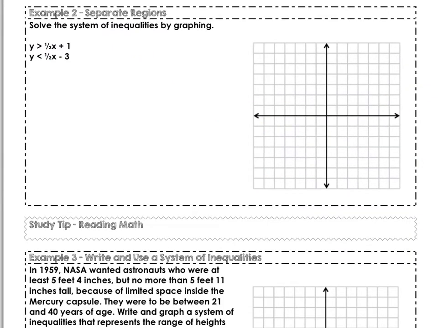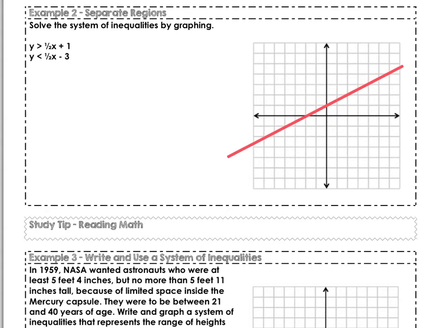All right, on to example 2. Once again, we are solving a system of inequalities by graphing, and I'm given two separate inequalities. I'm going to graph both, okay? My first inequality is y is greater than 1/2 x plus 1. So I'm going to create a line. I'm going to play around with it, make sure it actually fits the graph. I have a y-intercept of positive 1, and my slope is up 1 over 2. Looks pretty good to me.